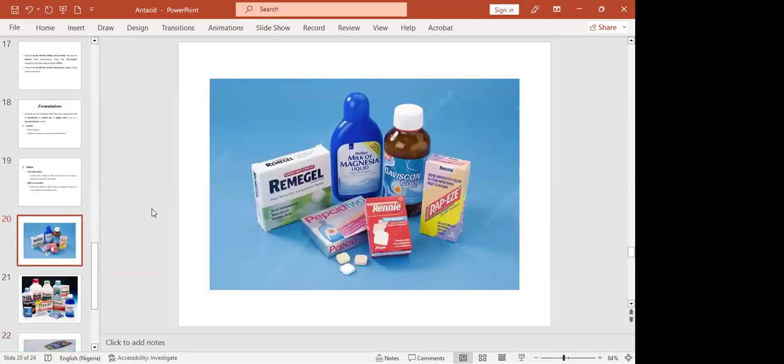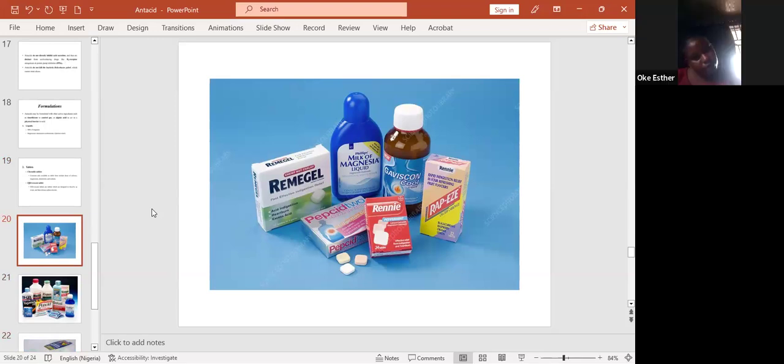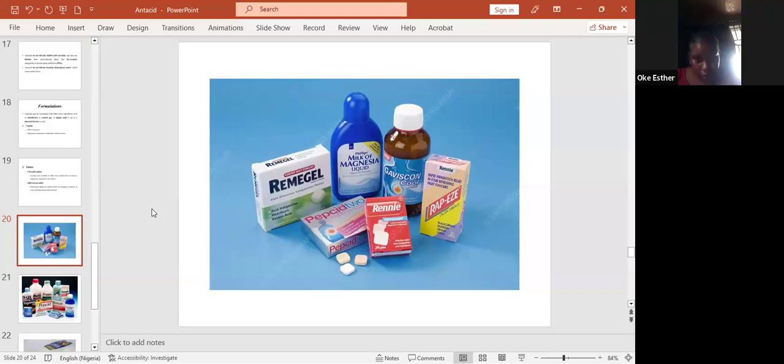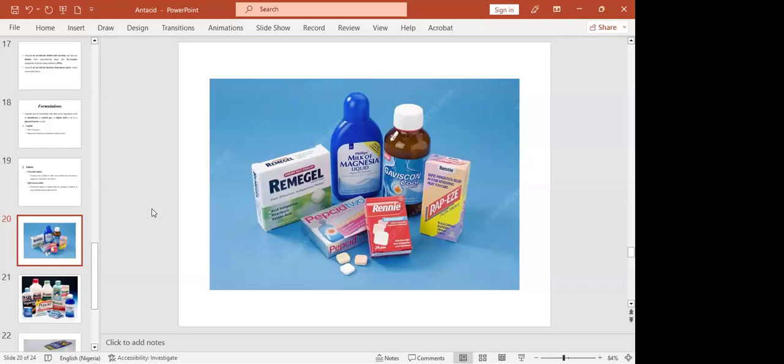So here we have examples of common antacids. Which one do you know here? Tell me. This picture, which of the drugs do you know here? There's a common one that's inside the pharmacy here. Gaviscon. Gaviscon, yeah. Gaviscon is in the pharmacy. So that's a common one.